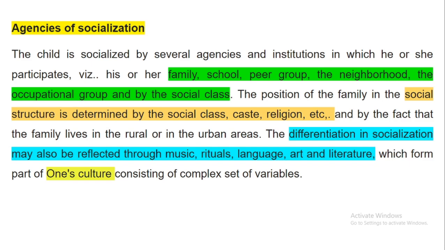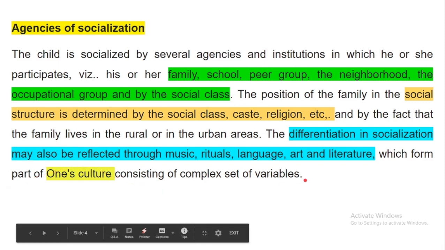Lower class, and caste. Suppose you are from an SC caste, then you have some relatives from the SC caste, and they are the agents of your socialization. Similarly, religion also has great influence on your socialization process. And also by the fact that the family lives in rural or urban areas. So yes, definitely if you are living in urban areas, then your socialization process is somewhat different from people who have rural lives or rural socialization process.